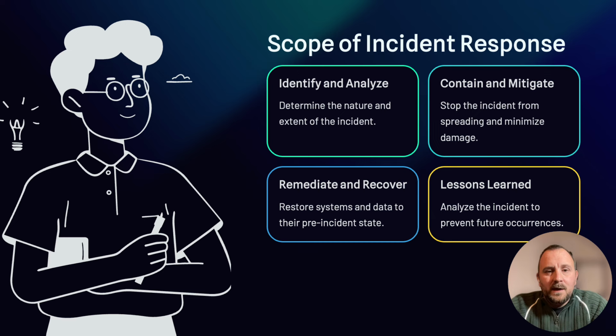Contain. Implement immediate measures to limit the spread or escalation of the incident. Then mitigate. Implement temporary measures to reduce the severity of your incident's impact. Next, remediate. Take permanent corrective actions to prevent future incidents of a similar nature. Finally, recover. Restore normal operations and business continuity. This concludes the normal phases of your incident response.